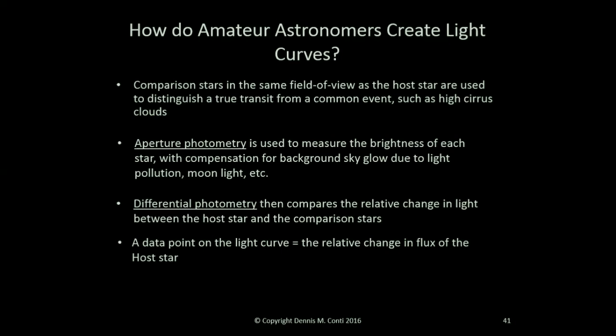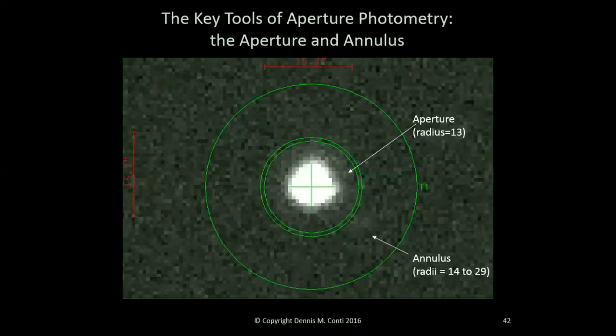And once we have a number of data points on the light curve, we fit a model to it that represents a transit. And then based upon how well that model fits those data points, we can assess how good our observation is. Now, a little bit more about photometry, aperture photometry.